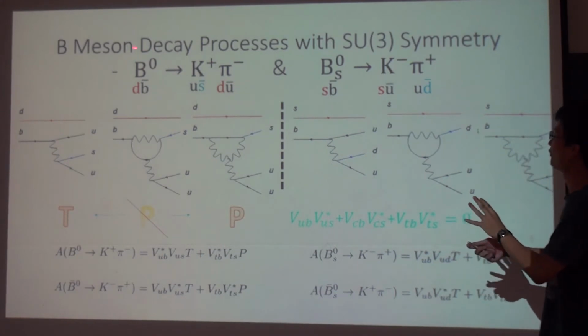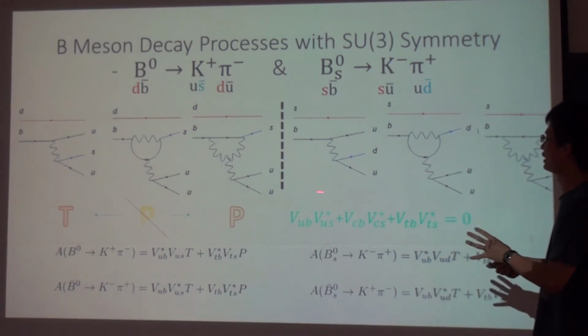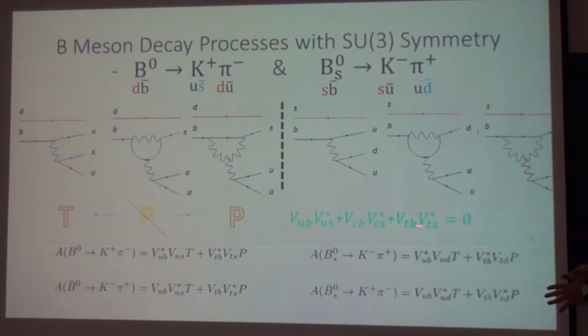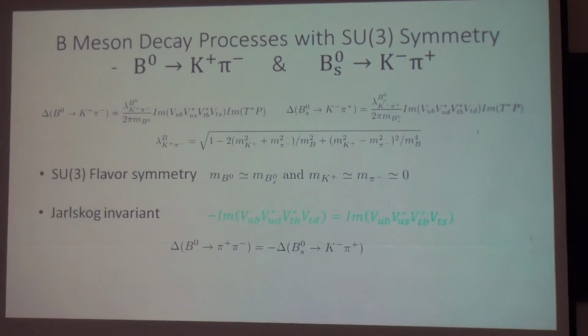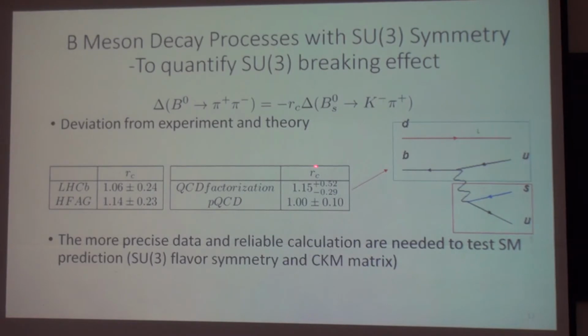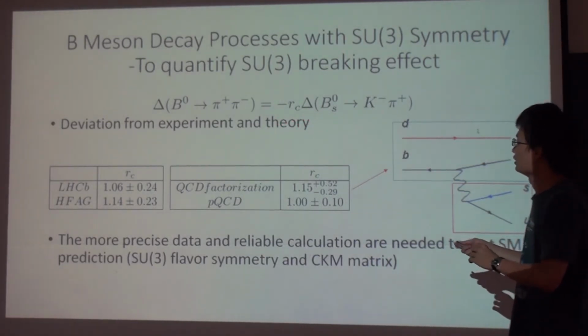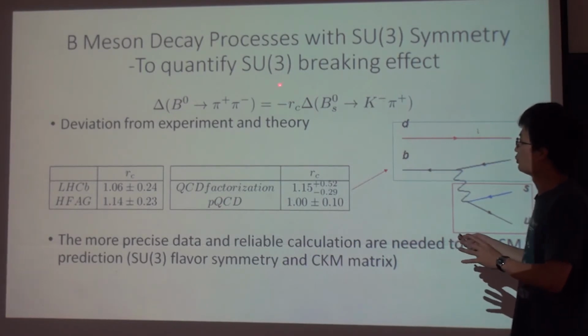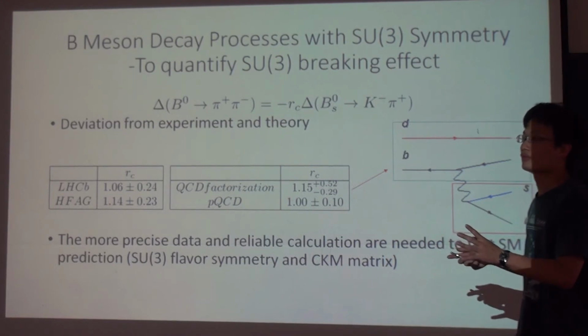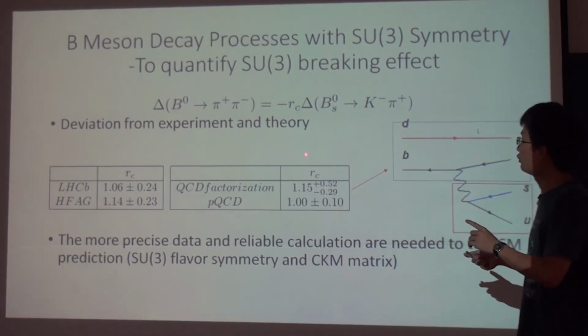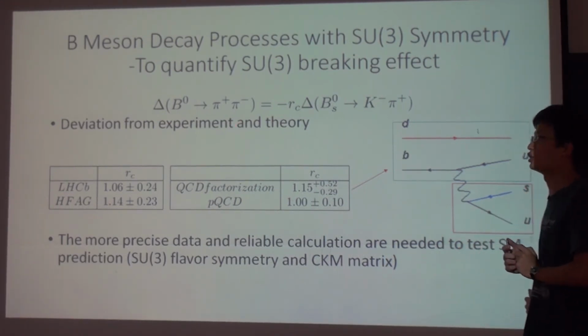And now in here for this process, you can see we have this amplitude, and when we use this amplitude to calculate, finally we can have this formula. And in this formula, if we want to estimate the SU3 breaking effect, we can find that if the RC deviates from 1, then we can say we break the SU3 model prediction.